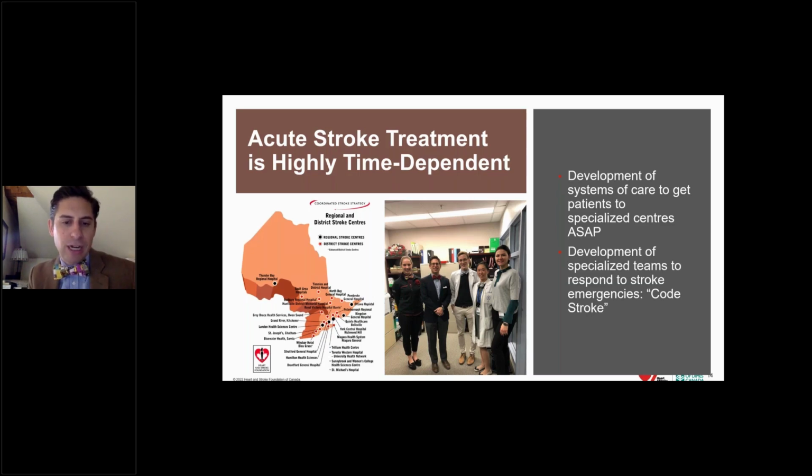Here you see an image of me with a version of our stroke team back from 2018 with residents, medical students, and fellows, so trainees who are getting extra specialized care training in how to deliver stroke care.